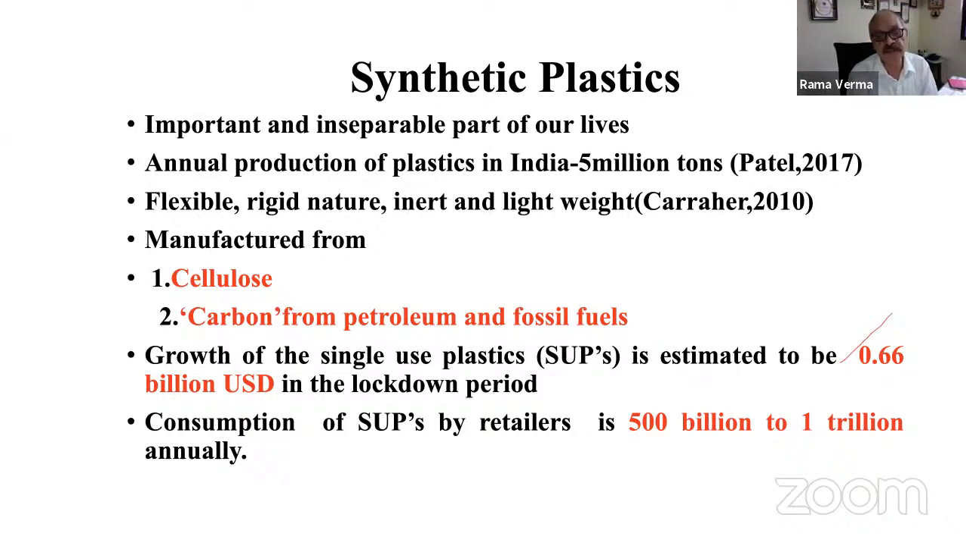Now, what are the basic ingredients? Cellulose, and carbon from petroleum. That's what I was telling you. It is a petroleum byproduct; when industry grew in the 70s, the byproduct was used to make this plastic material. Now, growth in single-use plastic was estimated at approximately 0.06 million in US dollars in the lockdown period. Consumption of this plastic material is between 5 billion and 1 trillion annually. Basically, you can see how much plastic we use in our things.